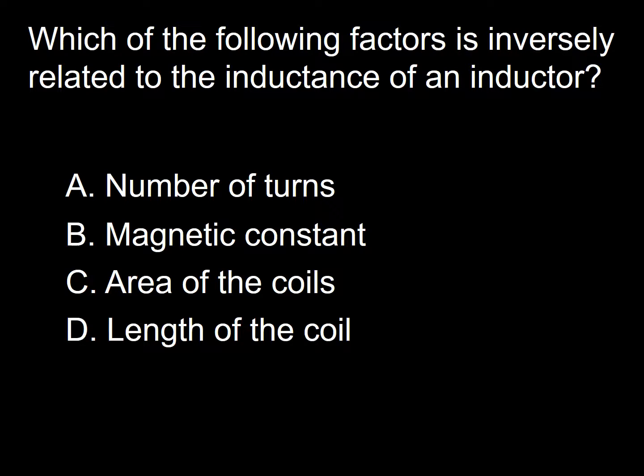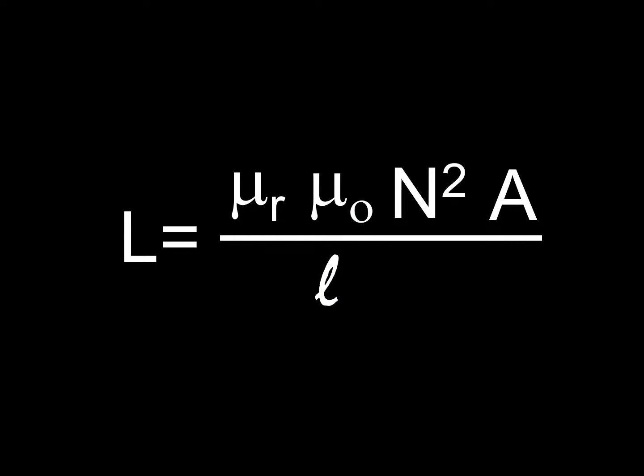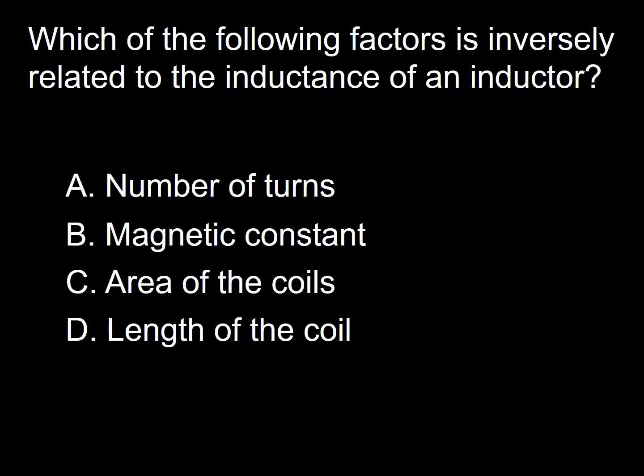Next question. Which of the following factors is inversely related to the inductance of an inductor? A. Number of turns. B. Magnetic constant. C. Area of the coils. D. Length of the coil. This question can be answered by a brief look at this equation. Just look at the factor being pointed by the arrow. So the answer to this question is D.